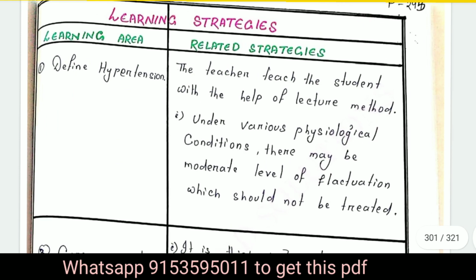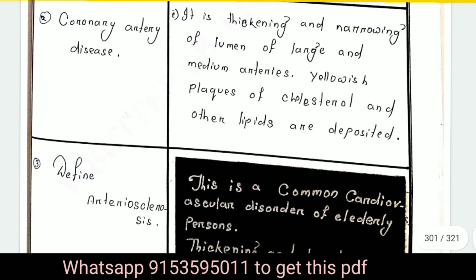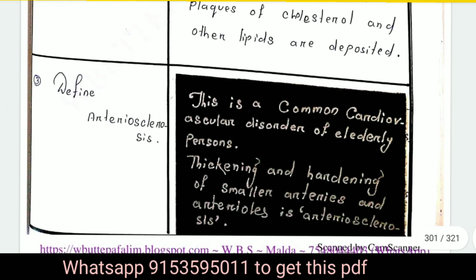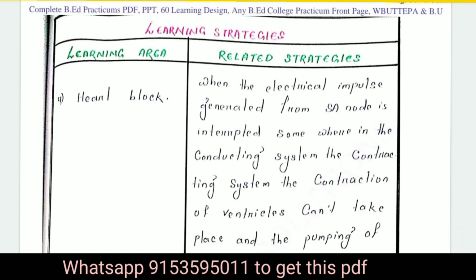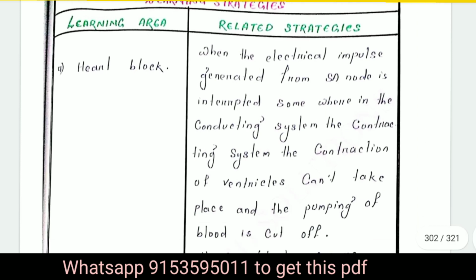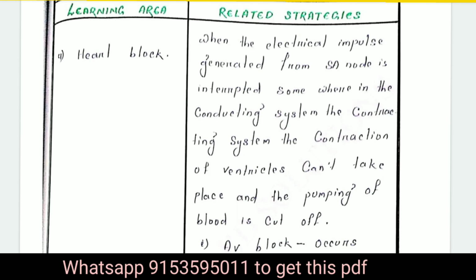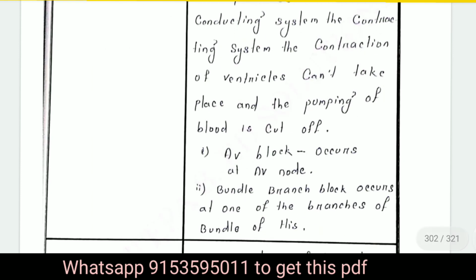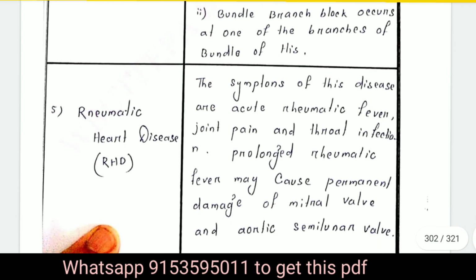Learning strategies are in two parts: learning area and related strategies. Define hypertension, coronary artery disease. Define arteriosclerosis. Some blackboard works are as follows. Learning strategies: learning area and related strategies. Heart block, blood is cut off, AV block, bundle branch block, rheumatic heart disease RHD. The symptom of the disease is acute rheumatic fever, joint pain, etc.